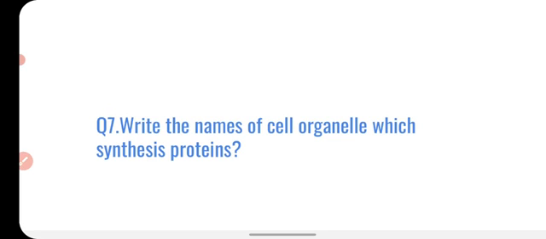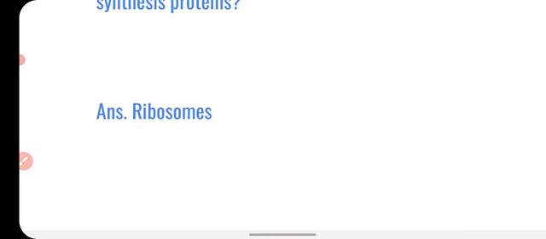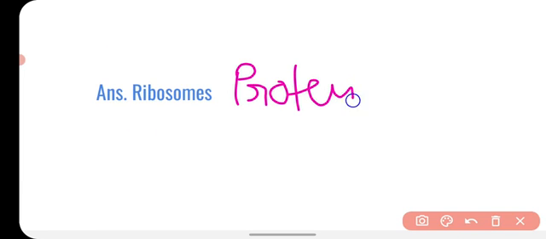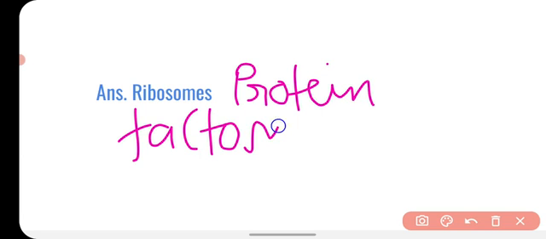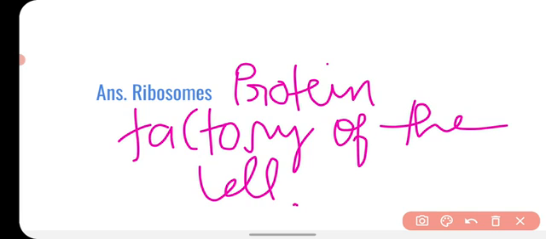Next question is, write the name of the cell organelle which synthesizes proteins. You have to write the name of that organelle which is responsible to produce protein in the cell. Do you know? Yes, this is the ribosome. Ribosomes are known as the protein factory of the cell, because they produce protein.